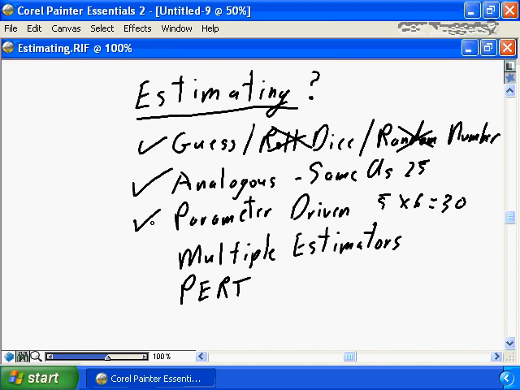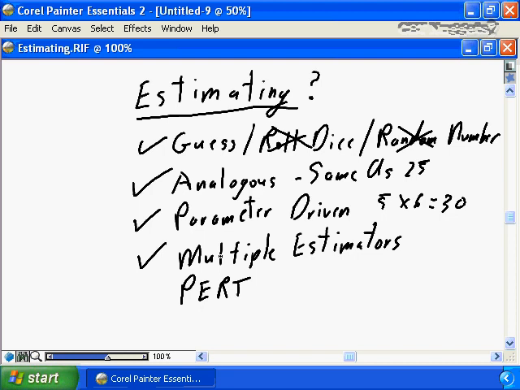But estimating is estimating. Whether it is a guess, and I hope you don't have to resort to that method very often, whether you're using some form of analogous same-as estimating process, or some form of parameter-driven process, you want to ensure your estimates are as realistic as possible.